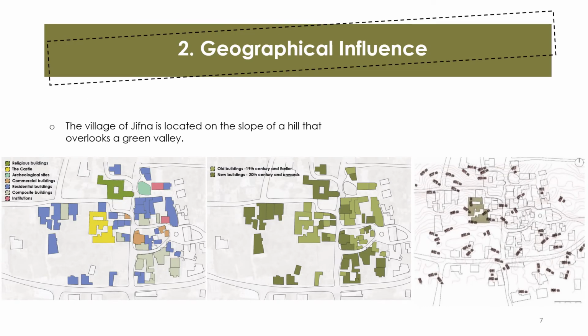Secondly is the geographical location. One can be inspired by the unique cultural heritage of the region to tell the story of a place through its built environment. Jifna is located on top of a hill 650 meters above sea level and overlooks a green valley. It is situated to the west of the main road from Jerusalem to Nablus, which is the ancient Roman road.